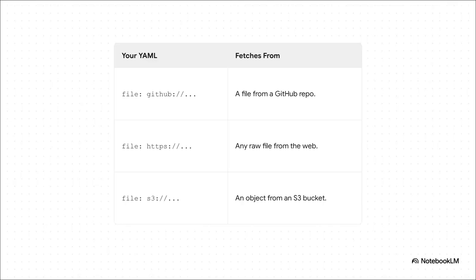And this remote fetching feature, it's just a massive quality of life improvement. Forget digging around for a standard .gitignore file. Just point directly to one in a GitHub repo. You can pull any raw file from the web or even from private S3 buckets, which is perfect for standardizing things like license files or CI/CD workflows across your whole company.